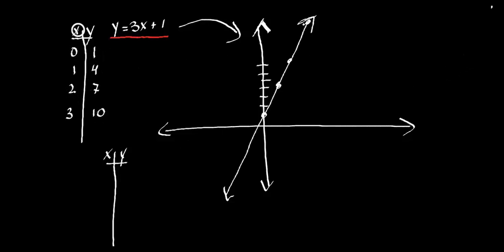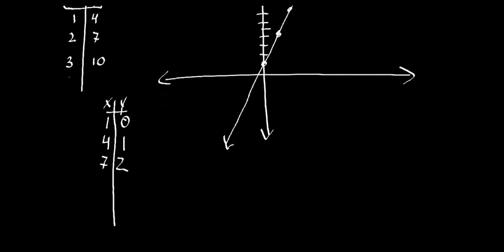So here in this x column, we have a 0 and a 1, this pair right here. All I have to do is switch the x and y. So now my x will be a y, which is a 1, and my y will be an x, which is 0. You know what I mean? Hopefully. For 1, 4, 2, 7, 3, 10, and that's it. When you graph this, you will see it will be your inverse.